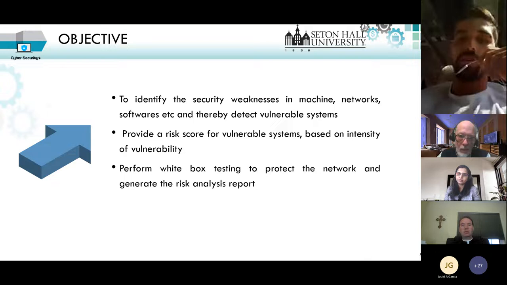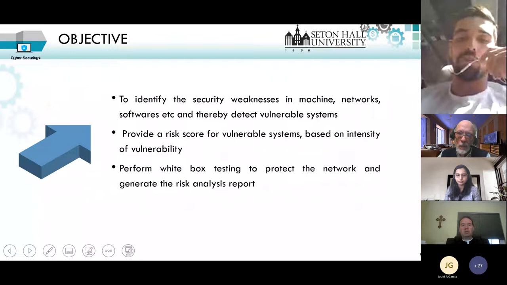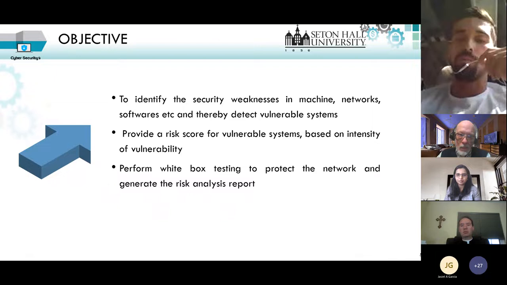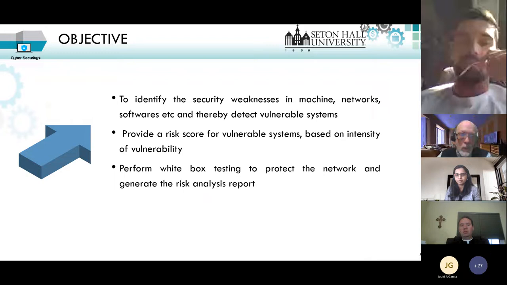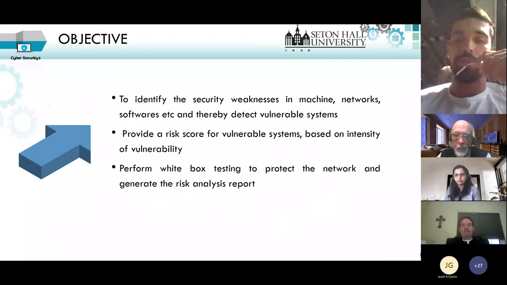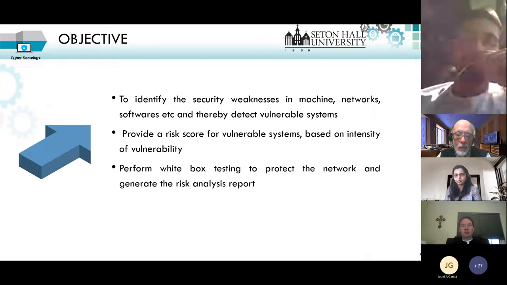After that, we will provide a risk score for each vulnerable system based on the intensity of the vulnerability, rated between low, moderate, and high. As well, we are performing white box testing to protect the network and generate the risk analysis report. In this demonstration, we are going to act as ethical hackers, as we are getting an authorization from Seton Hall University to perform the penetration testing on our own personal victim network and machine.